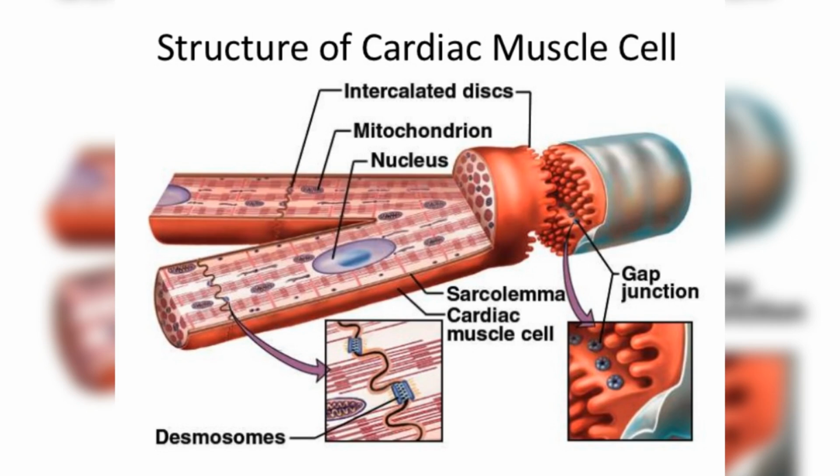Intercalated discs. These are specialized structures that connect adjacent cardiac cells. Intercalated discs contain gap junctions, which allow for the rapid spread of electrical impulses between cells. They also contain desmosomes, which provide mechanical strength and prevent cells from pulling apart during contraction.